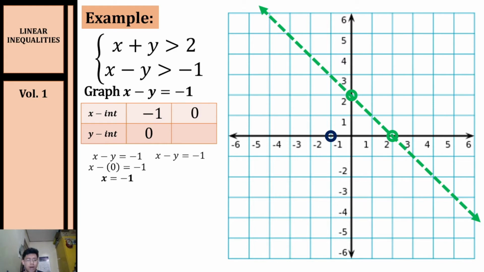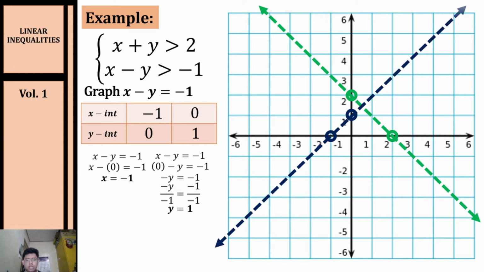Let's solve for our y-intercept. Let's change our variable x to 0 and we will have negative y is equal to negative 1. Let's divide both sides by negative 1. Our y-intercept will be located at (0, 1). So that will be our y-intercept for our second equation. Now let's connect the points using a dotted line or a dashed line. So this will be the graph of our first and second equation.